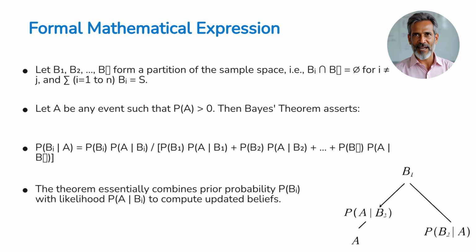Let me repeat this carefully. P of B sub i given A equals the numerator P of B sub i multiplied by P of A given B sub i, divided by the denominator, which is the sum from 1 to n of P of B sub k times P of A given B sub k.